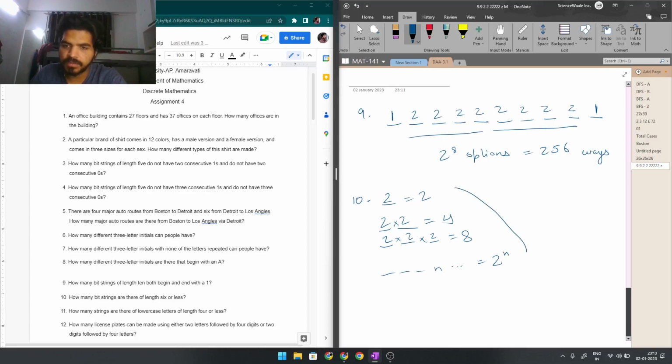But we have to sum them up for this case. We have up to 6: 2 to the power 6 plus 2 to the power 5 plus 2 to the power 4 plus 2 to the power 3 plus 2 to the power 2 plus 2 to the power 1 is equal to. Either you can solve them, or if you are aware of this, you can simply do 2 to the power of the next number, that is 7, minus 2. Because 2 to the power 0 is not included, so we have to reduce one extra. That means 126.